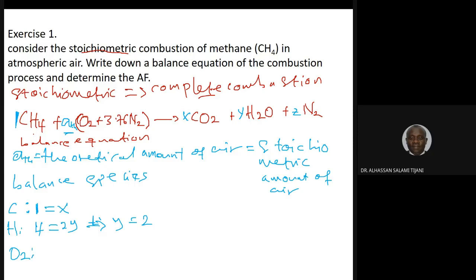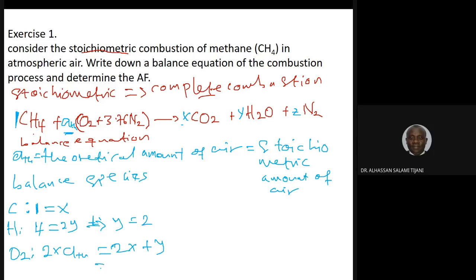All right? So oxygen also, we have ATH times 2. So this gives me 2 times the theoretical amount. This should be equal to X times 2, so 2X, plus again Y in the water. So now, X equals what? So X equals 1.